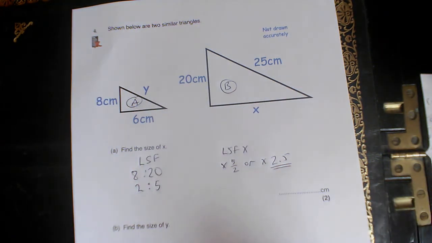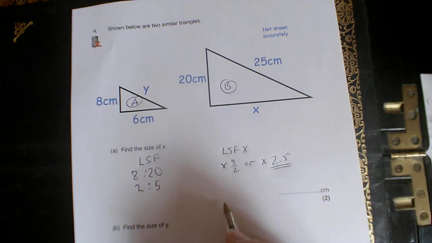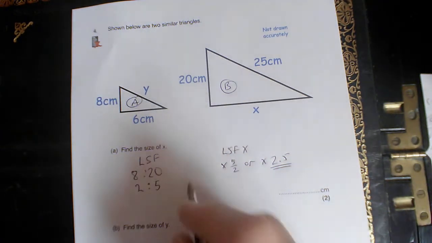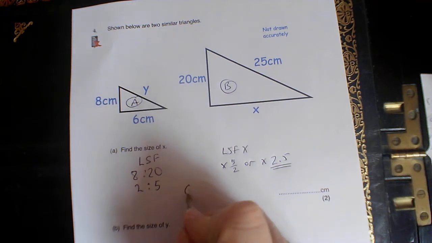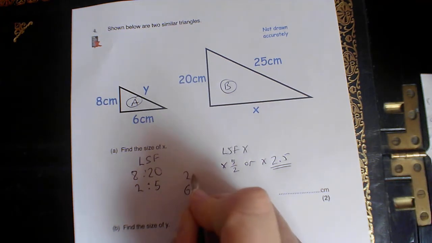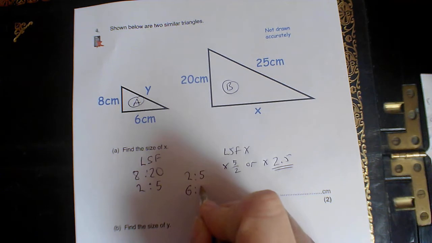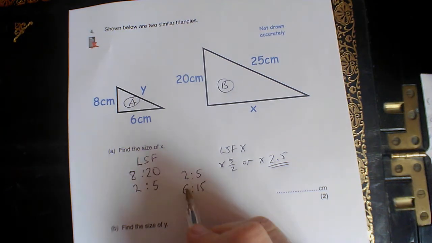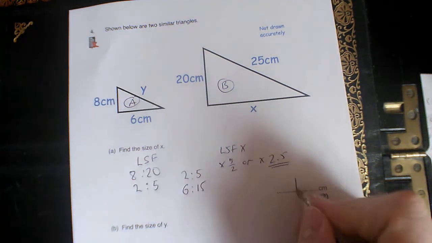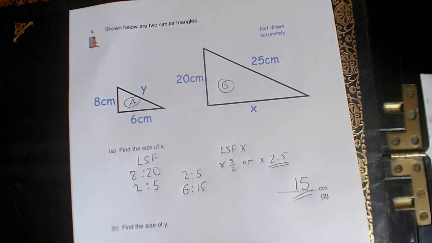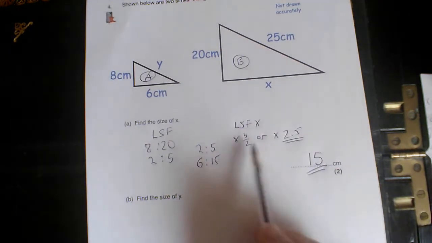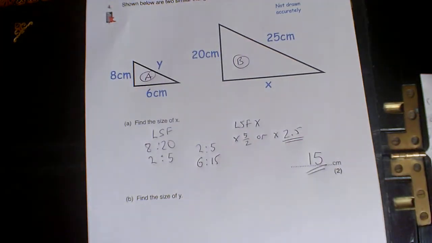So we're trying to find x. You could do 6 times 2.5 if you wished. I'm going to think about it like this. 2 to 5 is 6 to 15. Times by 3, times by 3. So it's 15 centimetres. So remember, you've always got the scale factor option or the ratio option.